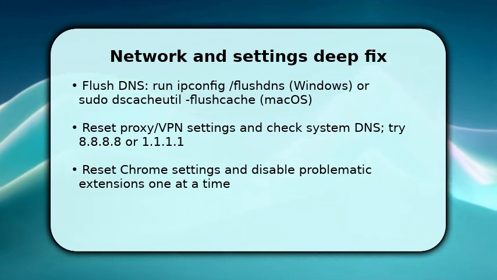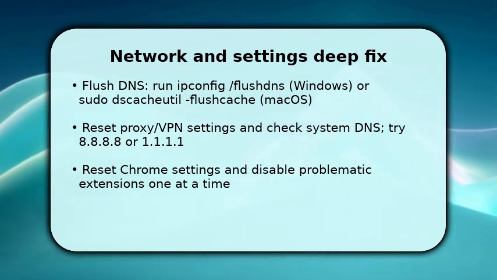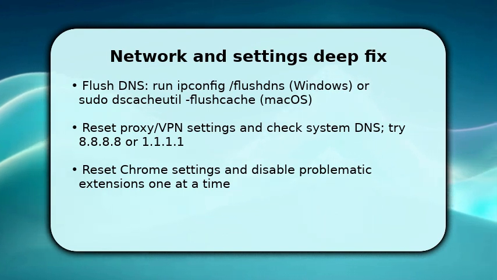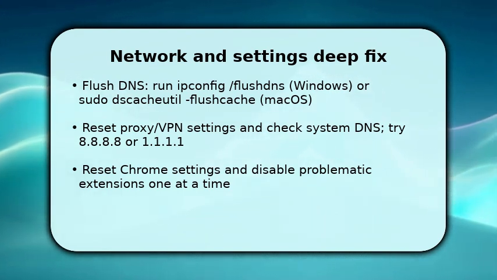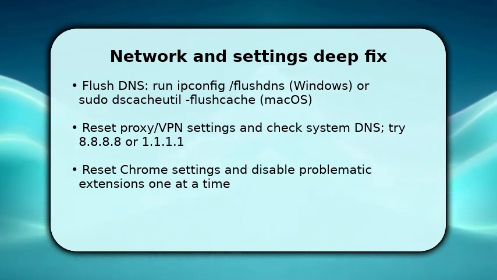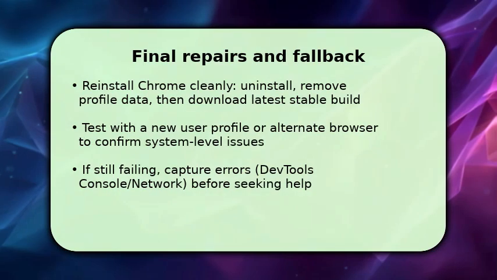After network checks, reset Chrome settings to defaults. That preserves bookmarks but clears conflicting flags. Finally, disable extensions one at a time while reloading pages so you find any extension. To finish, perform a clean reinstall.